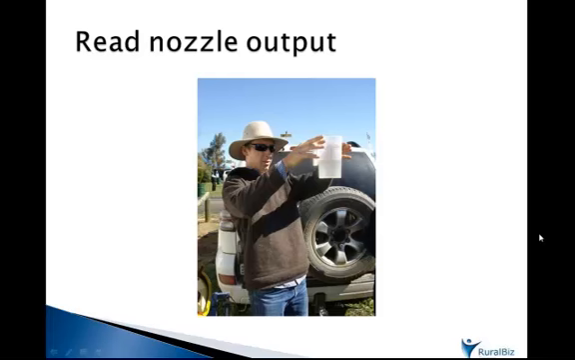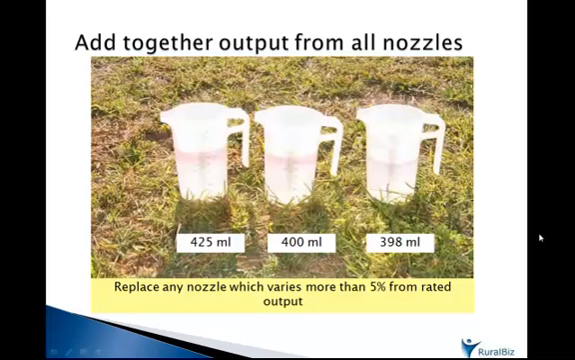At the end of the minute, the amount of water that has been collected from each nozzle is measured, and here were the results that were obtained. One nozzle put out 425 ml, another nozzle put out 400 ml, and the third nozzle put out 398 ml. Add all of those together to get the total nozzle output from our spray unit.